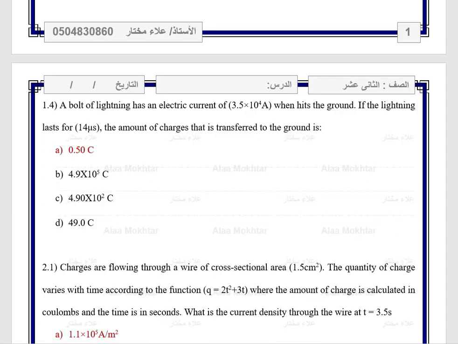Question 4. A bolt of lightning has electric current I when it hits the ground. If the lightning lasts for 14 microseconds, its time is micro multiplied by 10 to the negative 6. The amount of charge that is transferred to the ground, he asked about Q, equals what? Coulomb. The same equation, Q equals I multiplied by T.